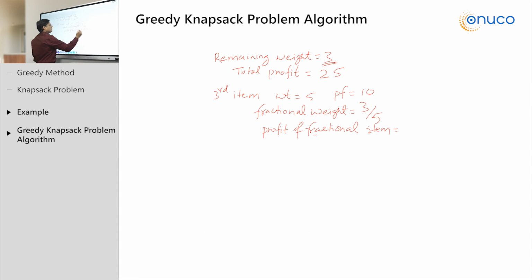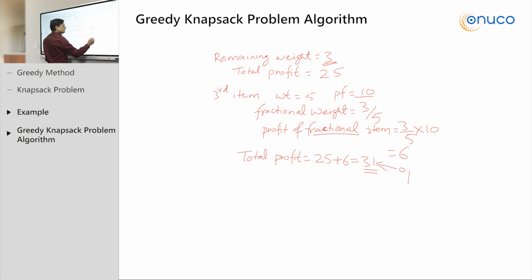Profit of the fractional item. Okay. In that case, what will happen, friend? 3 divided by 5 into profit. What is the profit? Total profit was 10. So 5 to the, so it is 6. Profit should be 6. So remember that the 5 kg profit was 10, hence the 3 kg profit will be 6. So that is going to be computed in the total profit. So total profit is equal to 25 plus 6, which is 31. Is it our optimal solution? Right? Here you get 31.